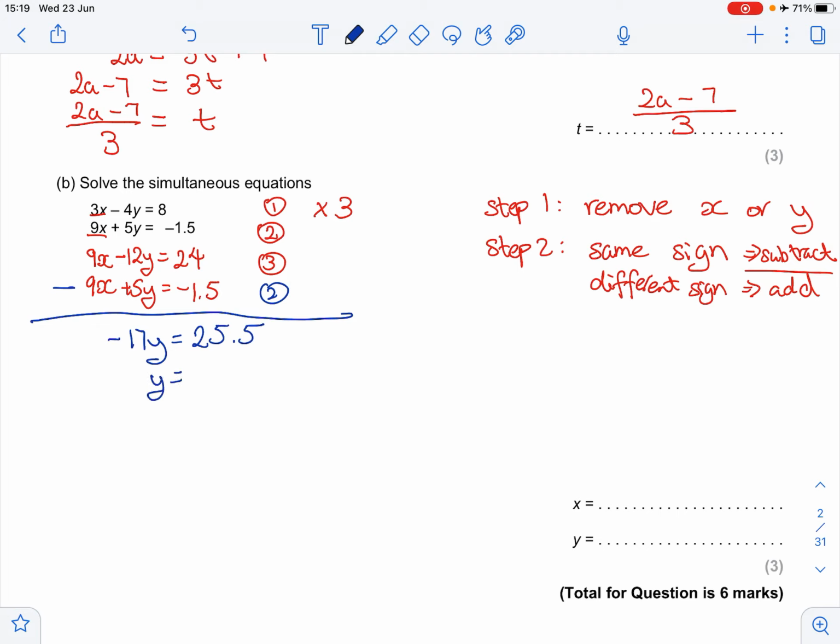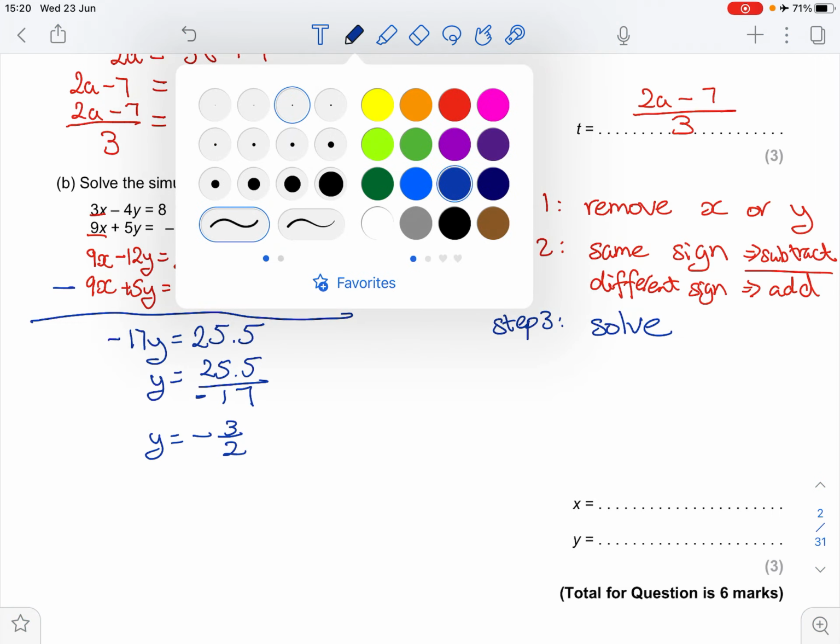Then solving your equation. Step 3, solve to find y. So this is 25.5 divided by minus 17. Remember this is minus 17 multiplied by y, so we need to divide by minus 17. So just type into your calculator: 25.5 divided by minus 17, you should have minus 3/2.